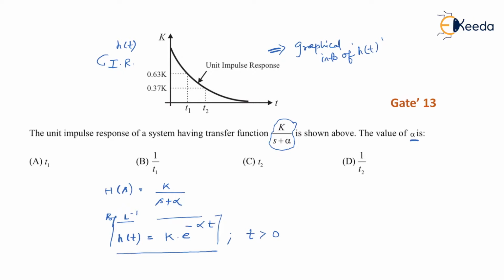So the clue is, they have provided us two time instants here, t1 and t2, and the respective values are also given. That is, at t1 the value of h of t is 0.63k, and at t equal to t2 it is 0.37k. So let us use this information and try to get the value of alpha in terms of t1 and t2. Why do you have to calculate in terms of t1 and t2? Because look at the options. You have to work in the way the options are given.